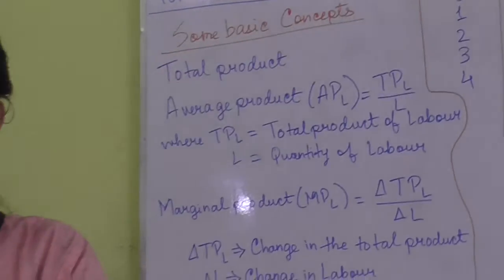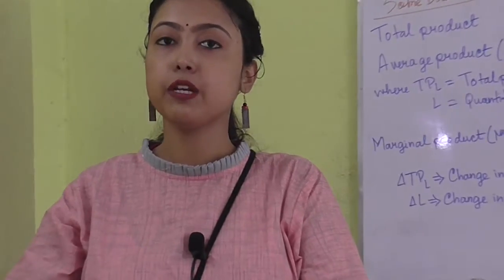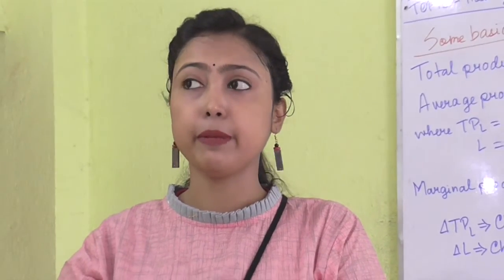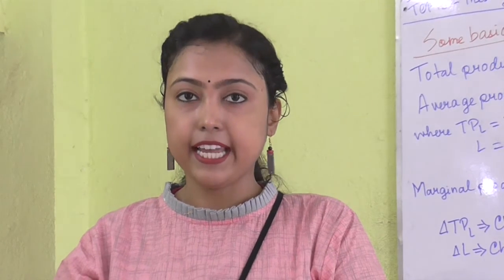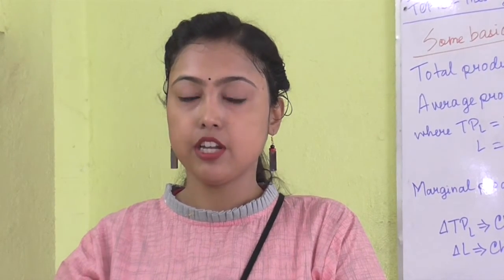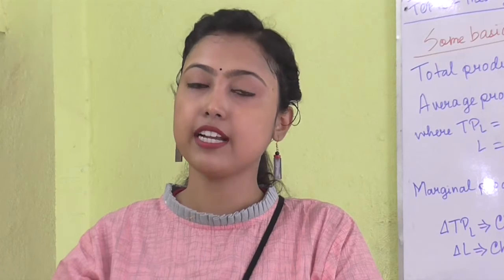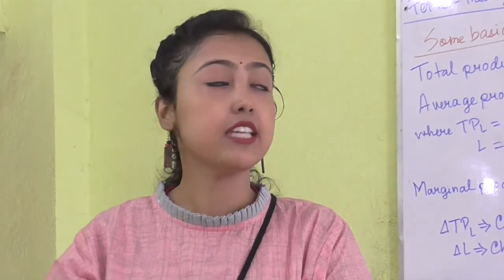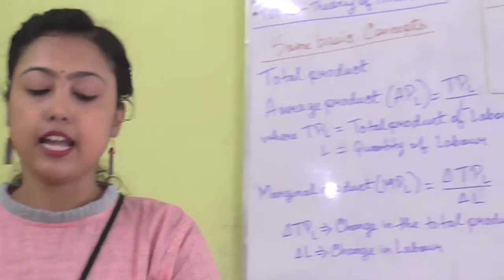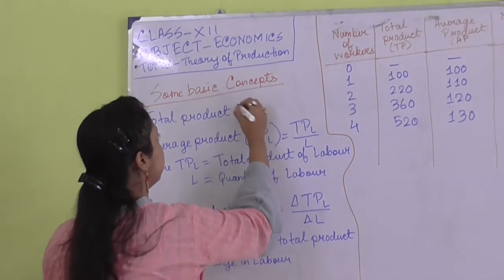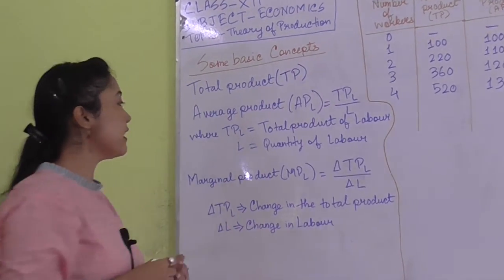Total product refers to the total amount of a commodity that is being produced by combining some fixed factors as well as some variable factors per unit of time, and the unit of time may be 1 week or 1 day or 1 year. It could be any type of time period. So, total product is the total amount of commodity produced by combining both the fixed factors as well as the variable factors, and it is represented by TP.